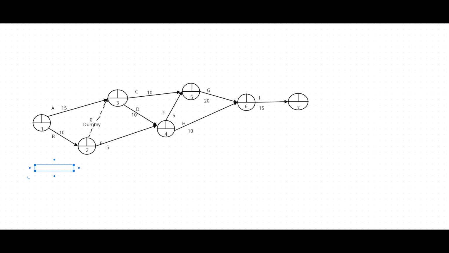The second method is using the earliest start time and using the latest completion time. There are two ways we can find the critical path. One is the longest path, the other is calculating the earliest starting time and latest completion time. First, I would like to explain how to use the longest path to identify the critical path.